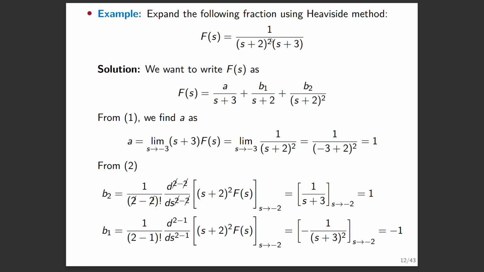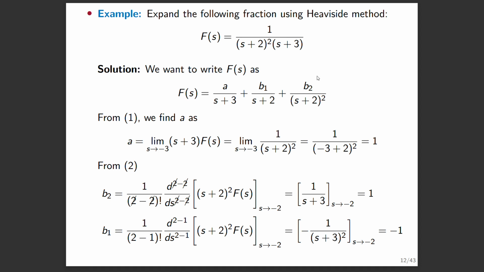How do we find A, which is the numerator of s plus 3? Well, s plus 3 is a simple term, so to find the numerator, we just assume we don't have s plus 3. What remains is 1 divided by s plus 2 squared. Substitute in it s equal to -3. So I'm going to have 1 divided by -3 plus 2, which is -1 squared. It's going to be just 1.